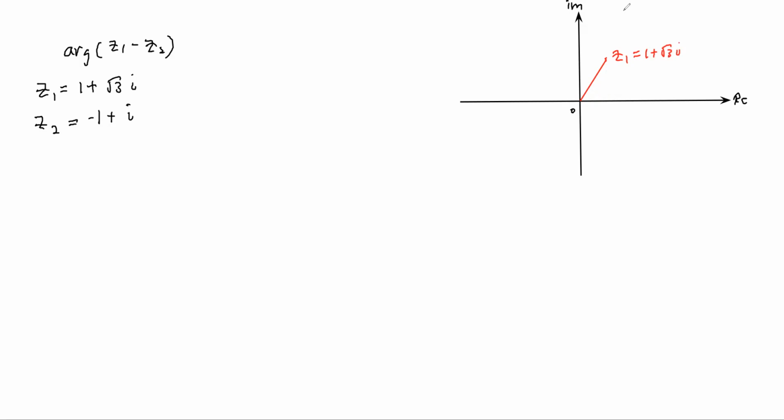What about Z2? Z2 is -1 plus i. So -1 plus i should be, let me draw it in blue this time, somewhere here, I guess. It may not be drawn to proportion, but please try to bear with it. So we have Z2 here, and Z2 is -1 plus i.